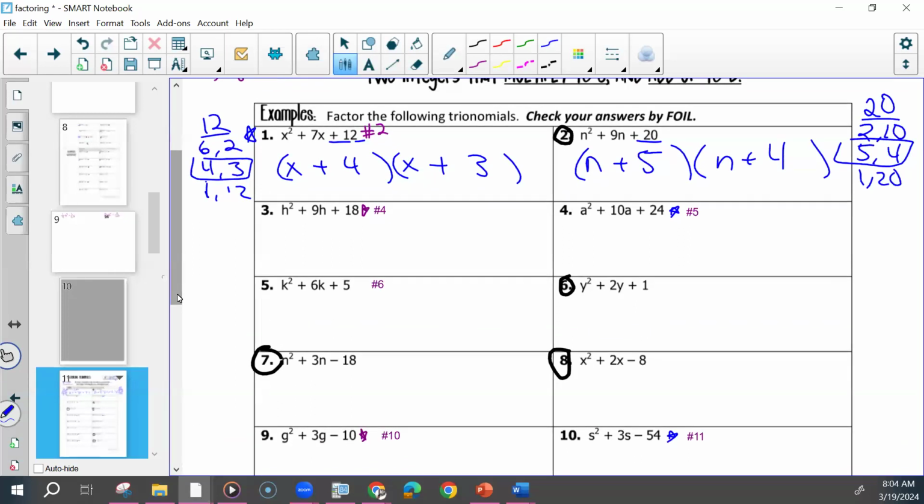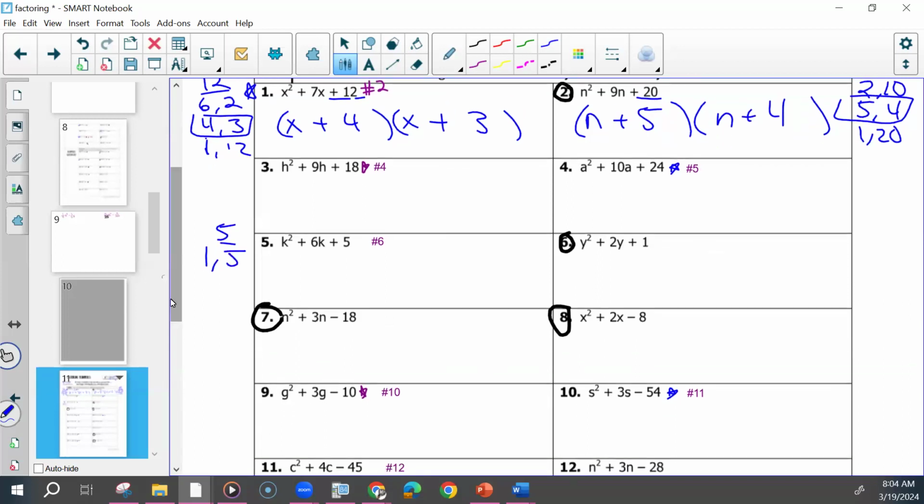Let's do 5 and then we'll jump to a different kind. So in 5, what are your factors of 5? 1 and 5, and that's it. A lot of the times when these 2 numbers are like 1 away, 1 is going to be one of your answers. So then how would we write those 2 factors? K plus 1, K plus 5, or K plus 5, K plus 1, doesn't matter.